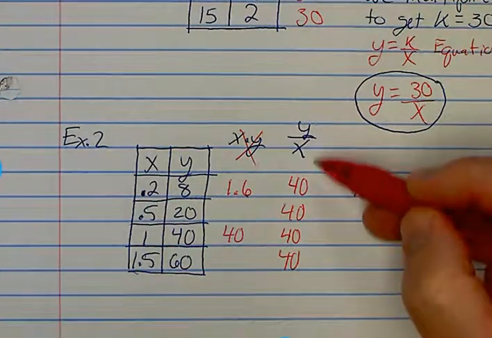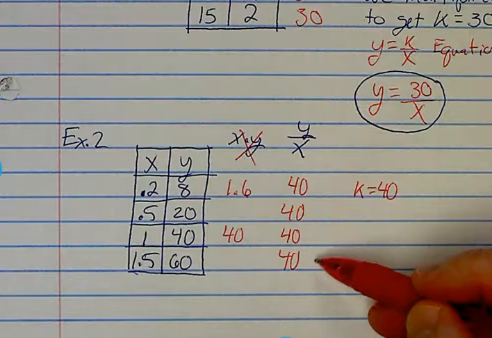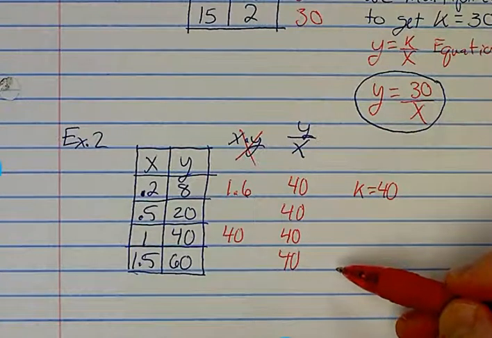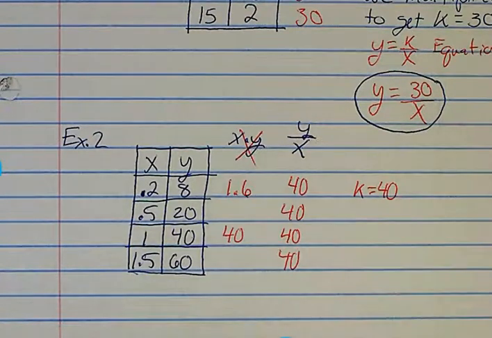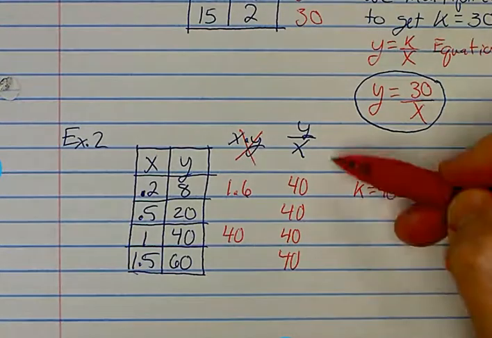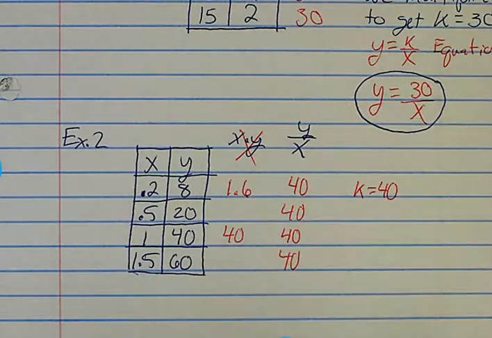And again, if you had done x divided by y, you still would have gotten the same number. It just would have been 1 over 40. So that would have kind of been a little bit hard to see. So make sure when you do the division, do y divided by x.